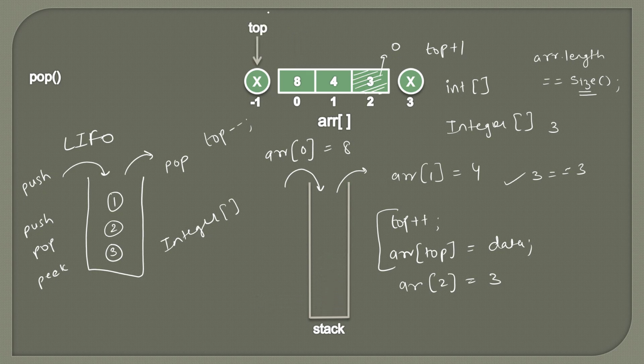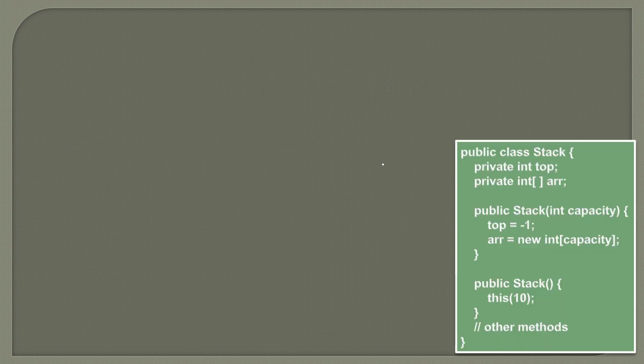So here you can see if the value of top is less than 0, it means stack is empty. And if we again call pop method, then we also check at the start whether value of top is less than 0 or not. If it is less than 0, then we throw an exception that stack is empty and there are no more elements to be popped out. So now let's move ahead and see the implementation of stack using an array step by step.